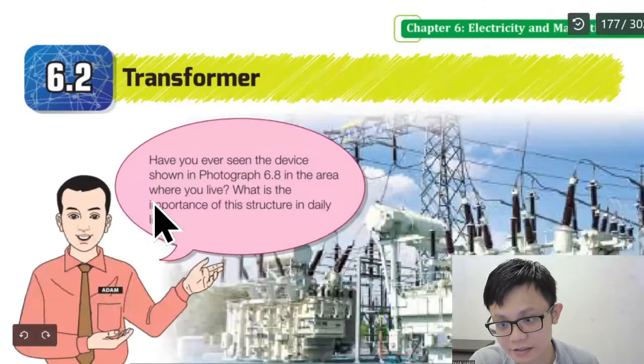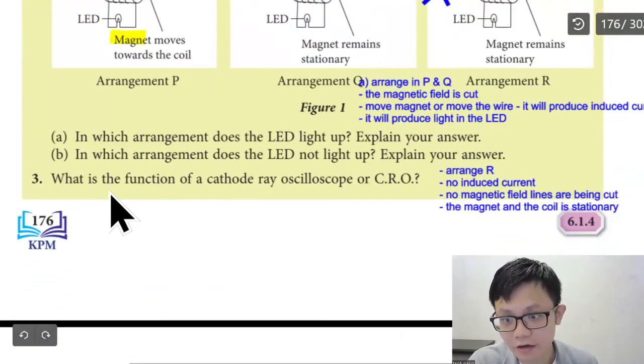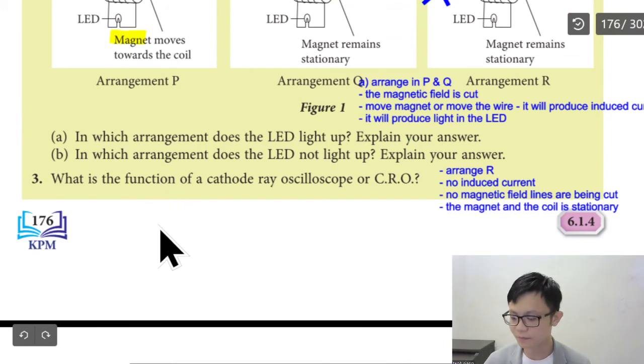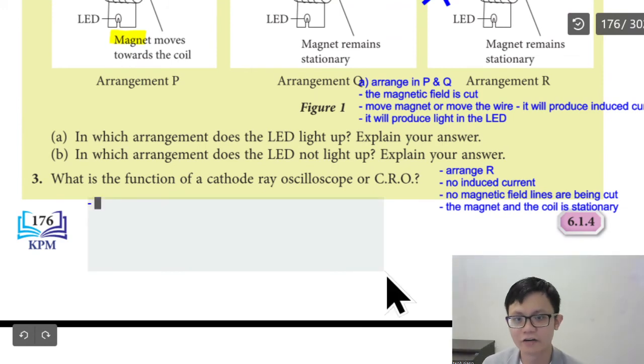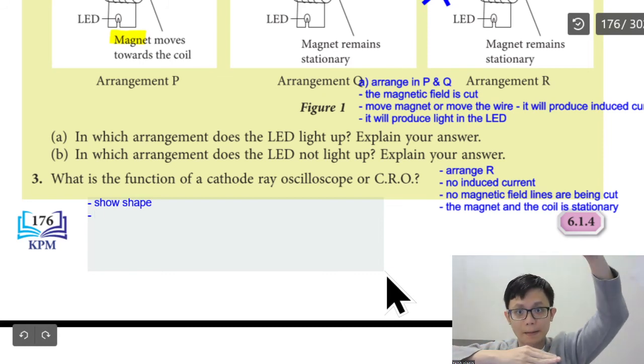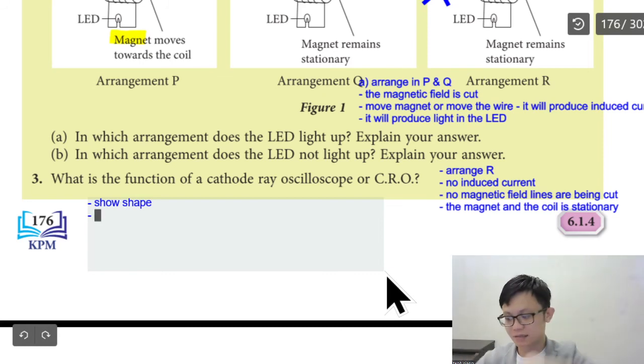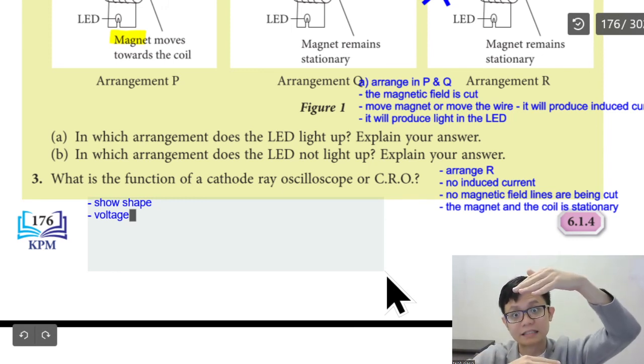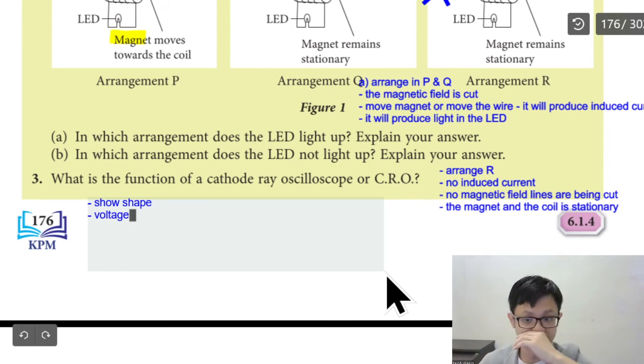Okay, last question, number 3. What is the function of the CRO, cathode ray oscilloscope? So the CRO is to show the shape. And in the shape we can see many things. If the shape is very big, means it can show the voltage. Because it is very big, up and down very big. So of course bigger means it is more dangerous.